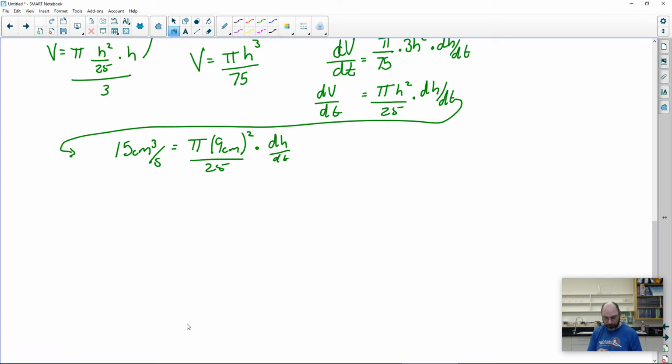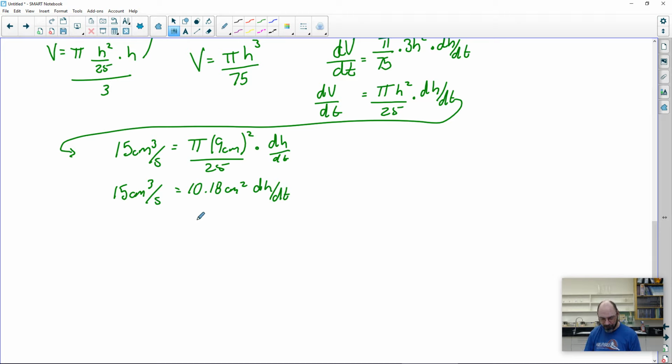Okay, you get 81 over 25 pi, which if we do that as a decimal number, we're doing a little rounding here, it's 10.787, so we can say 10.18. And that's centimeters, so this is 15 centimeters cubed per second equals 10.18 centimeters squared dH/dt.